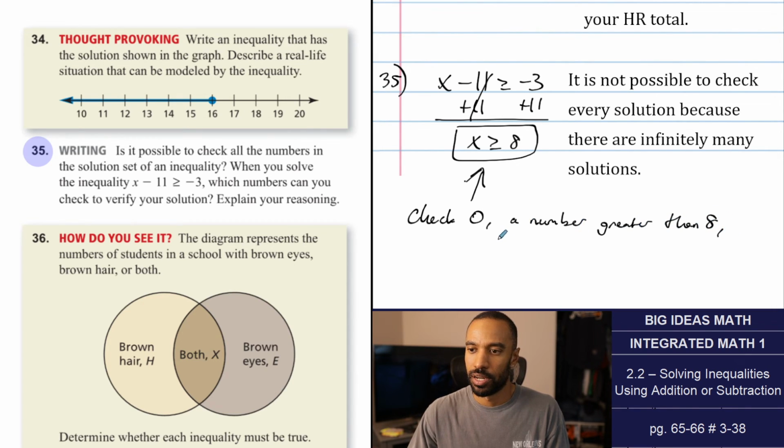Like 9, 10, whatever. And a number less than 8. And 8. Now, the only reason... Here's the thing. We've been double checking previously. And here's part of the thing that I have not been stating at all.